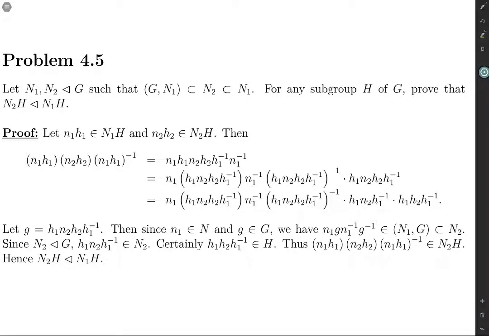Alright, here's a quick problem. Suppose we have two normal subgroups N1 and N2 of G, and suppose the commutator of G and N1, so that's all things of the form g n g inverse n inverse, where g is in G and n is in N. Well, not all things of that form, but the subgroup generated by all things of that form, is contained in N2, which is contained in N1.